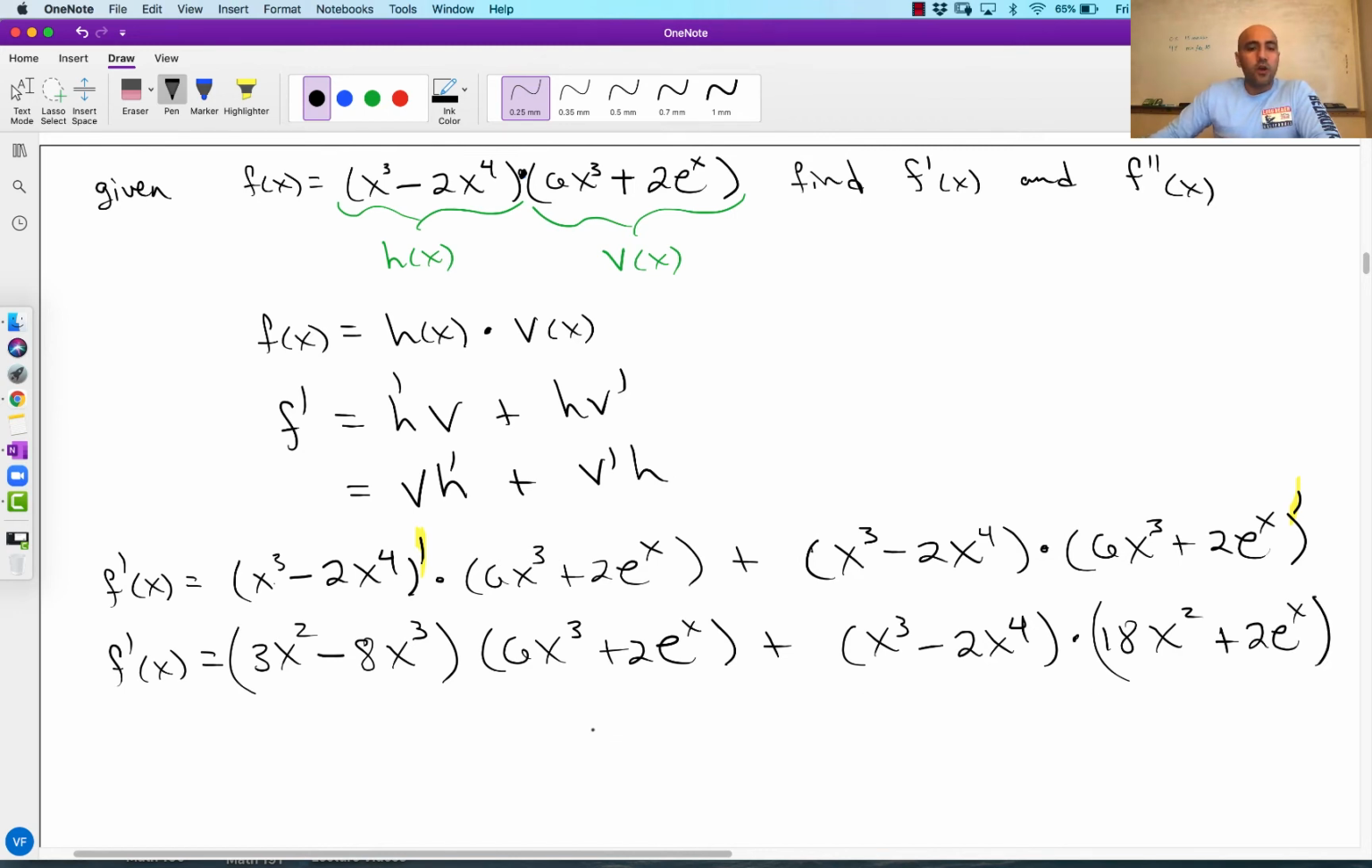Good. Okay, now that we have the first derivative, we are tasked with also finding the second derivative. Well, that's fun.